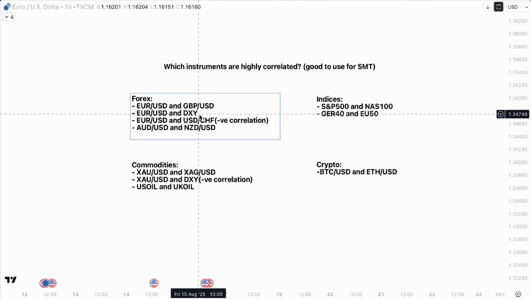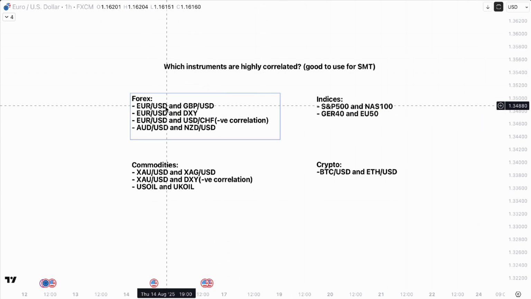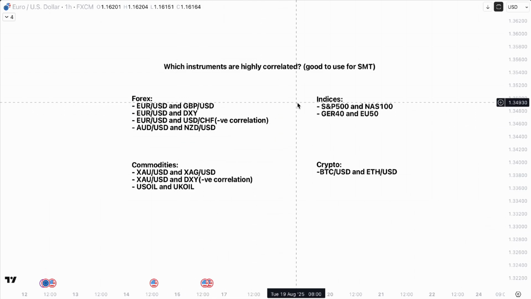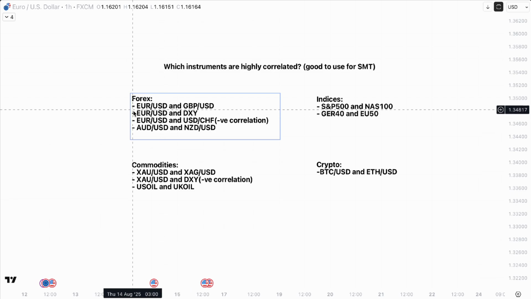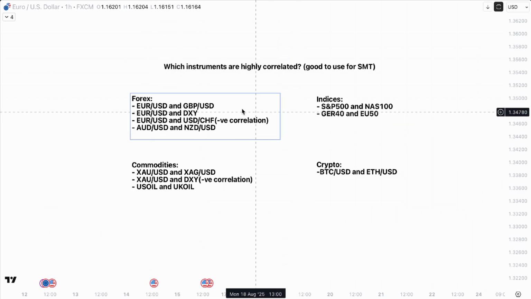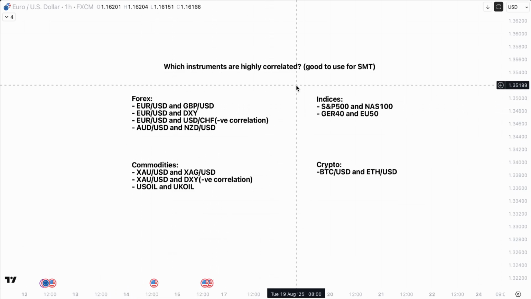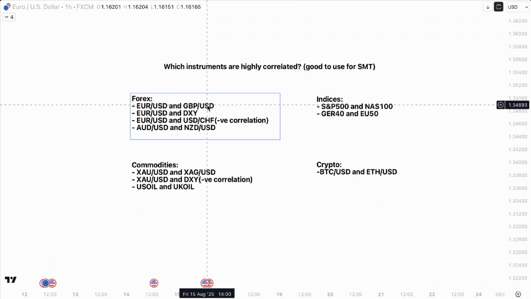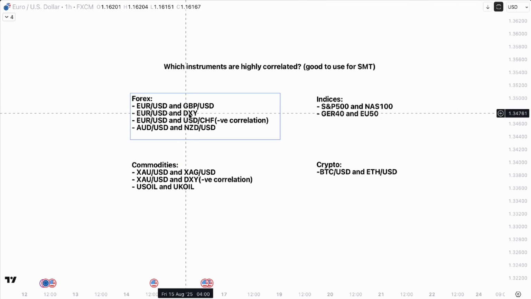DXY is a dollar index and it's composed of EUR/USD, GBP/USD, USD/JPY and some other Forex pairs, but EUR/USD is the biggest one, which comprises 60% of the DXY value. So they are highly correlated. These first two are very important for trading, and they're the only ones that I personally use for trading. I don't trade anything else other than EUR/USD, GBP/USD, and using DXY as a confirmation of SMT and for my directional analysis for EUR/USD.